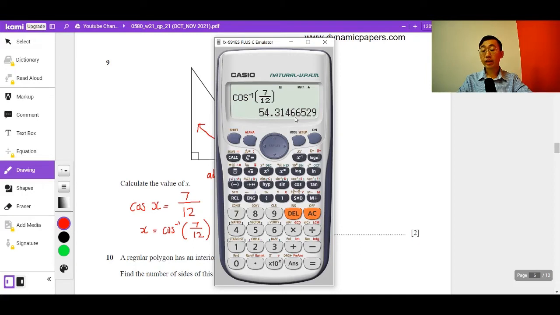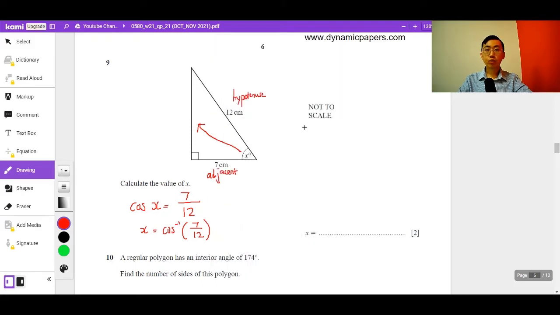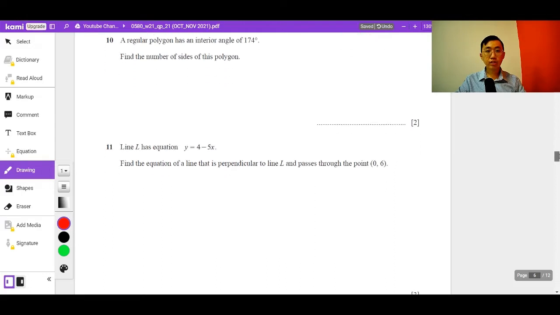Okay, I am looking at a lot of figures over here. You remember IGCSE minimum is 3 significant figures, so 54.3. That will be the minimum, 54.3. Okay, so that is correct. That is number 9. Let's look at question 10.